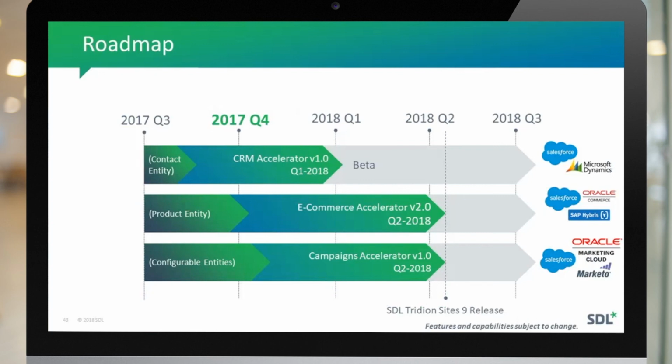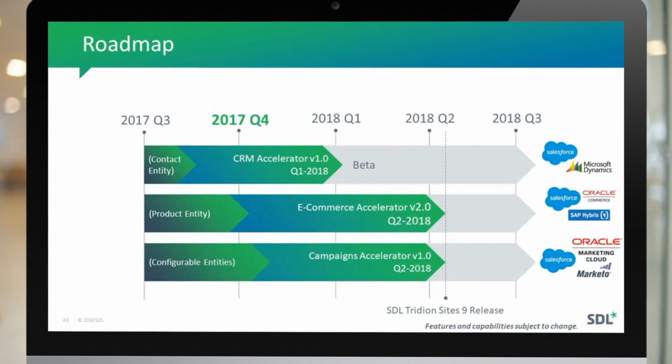What we are doing right now is to finalize the CRM accelerator, to have that ready. In addition, we will start a new accelerator campaign and market information in Q1 next year. The plan is to release all these accelerators along the main release of SDL Tridion Sites 9 in June next year.